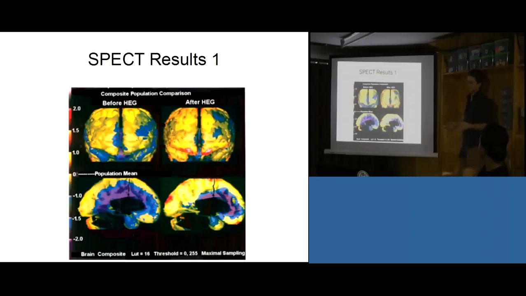So blue areas indicate lower than average for that age and sex blood flow. Yellow areas indicate average, red and white indicate above average. And on the left you see the legend in standard deviations. So this is a little bit over 2 standard deviations above normal. As you can see, blood flow was below normal before, roughly normal afterwards, although there are still some areas, especially in the anterior cingulate area, that still have hypoactivity.